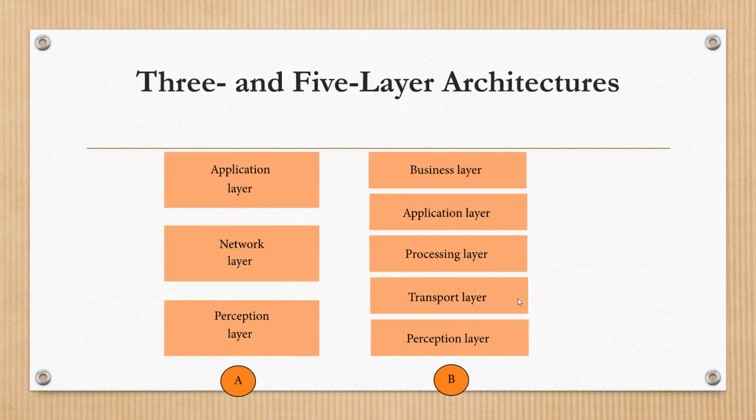So we have the so-called 3-layer and 5-layer IoT architecture apart from the general IoT architecture. The 3-layer architecture contains only 3 layers: perception layer, network layer, and application layer, whereas the 5-layer architecture contains perception layer, transport layer, processing layer, application layer, and the business layer.